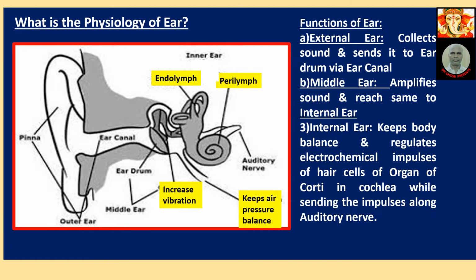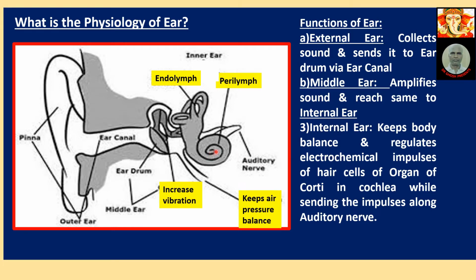What is the physiology of the ear? That is, the functions of the ear. The external ear collects sound and sends it to the eardrum via the ear canal. The middle ear amplifies sound to reach the internal ear. The eardrum receives the vibration, and that vibration is increased with the help of the small bones and sent to the internal ear. The internal ear keeps body balance.